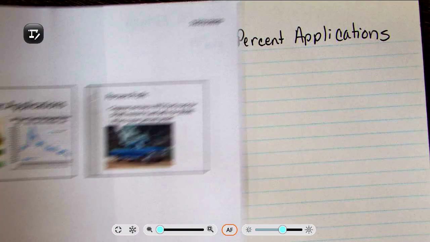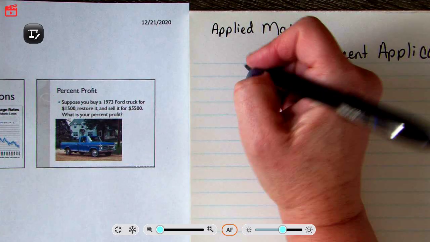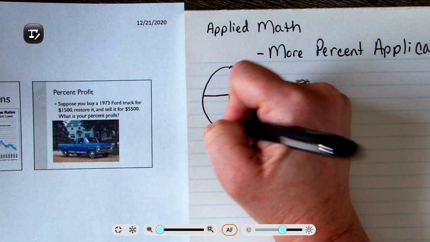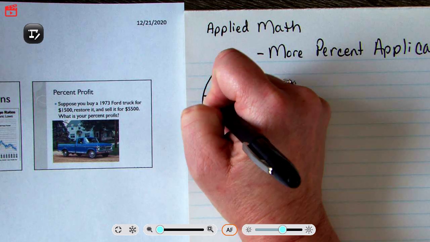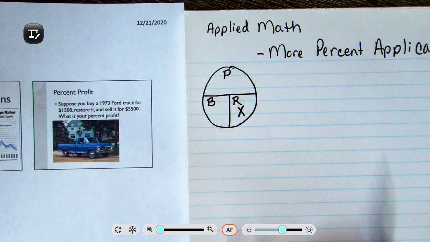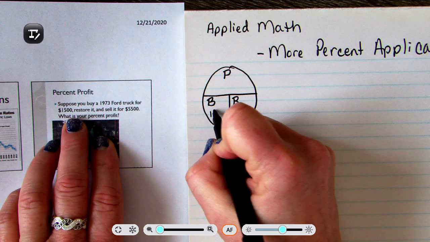So I want to remind us that we have the percentage circle, PBR, and we're looking for percent, so that's going to be our unknown. Now the thing to remember is our base is always what we started with. So our base is going to be that $1,500.